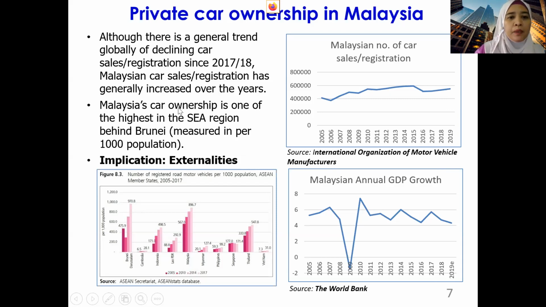And at the same time, when we compare our country Malaysia with other ASEAN countries, Malaysia's car ownership is one of the highest in the Southeast Asia region, behind Brunei. So Brunei is the leader in ASEAN countries. We come second in the Southeast Asia region. Now, the implication of this trend of having more private cars on the road is externalities.